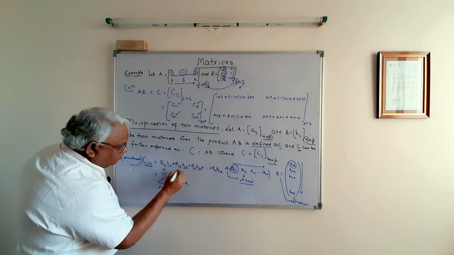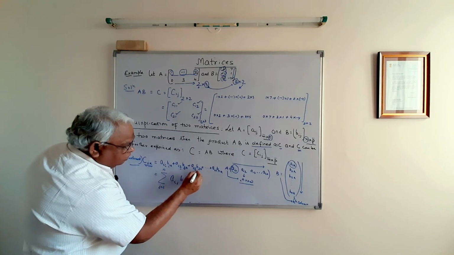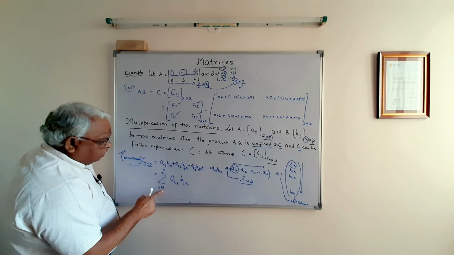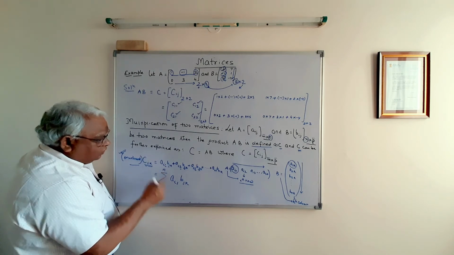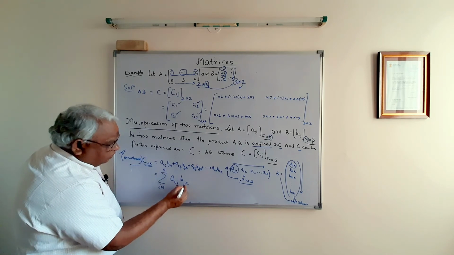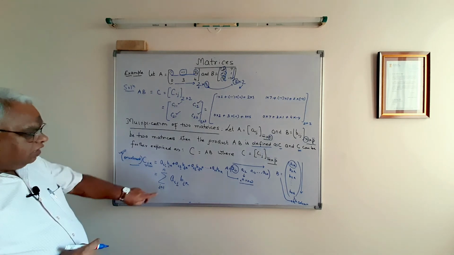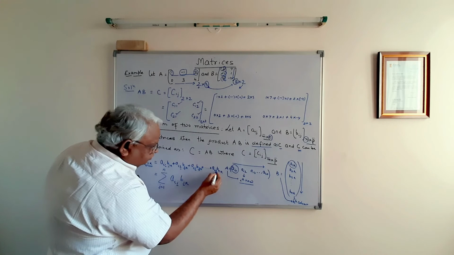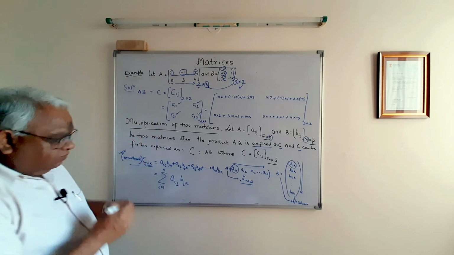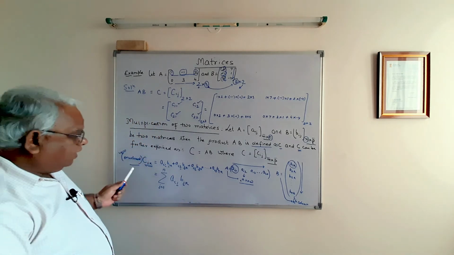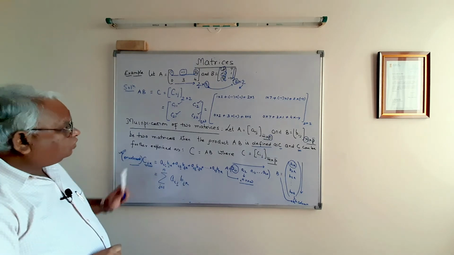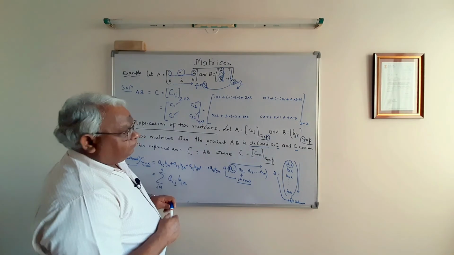You can see the beauty of this. The variation is on j. J is this j. J is varying from 1 to n. And when you add it up, you will get only one element, that is ith row and kth column.